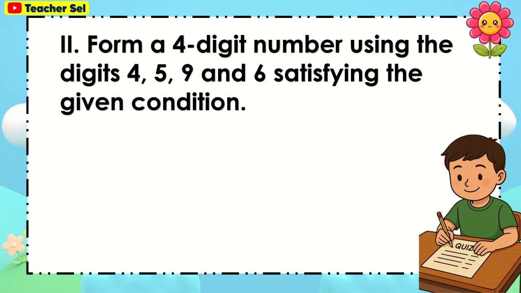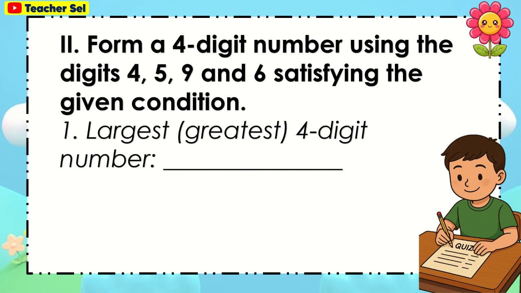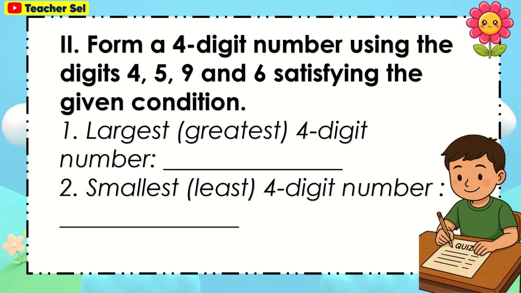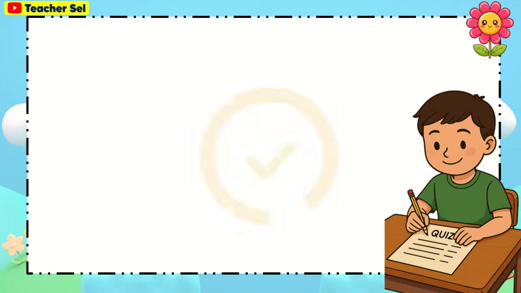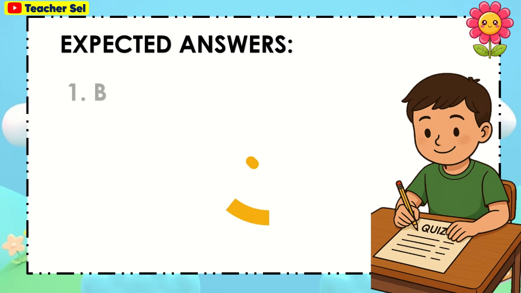Form a 4-digit number using the digits 4, 5, 9, and 6, satisfying the given condition. Largest 4-digit number. Smallest or least 4-digit number. Here are the expected answers.